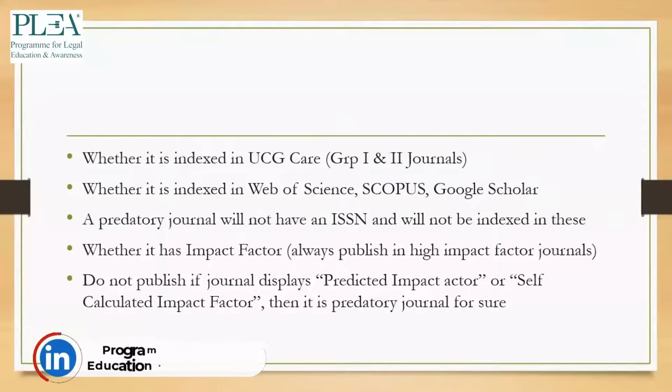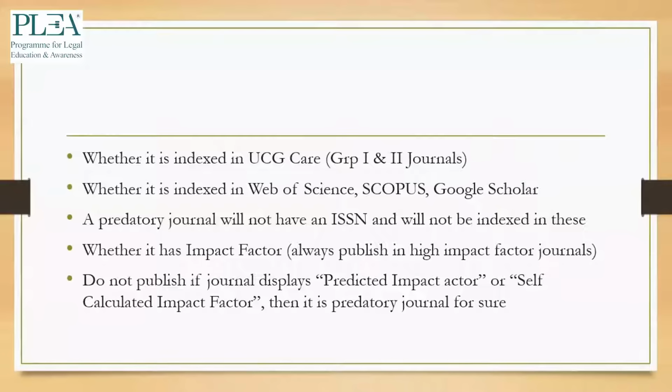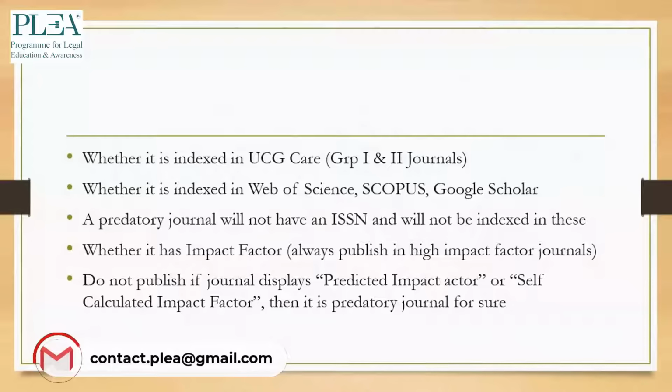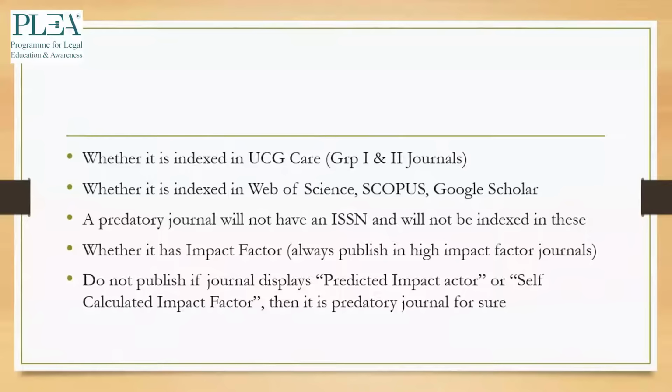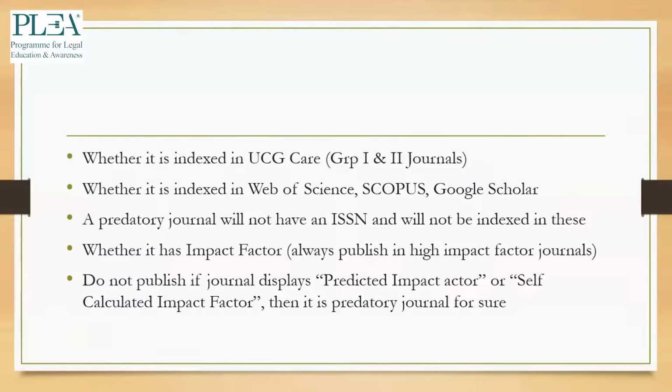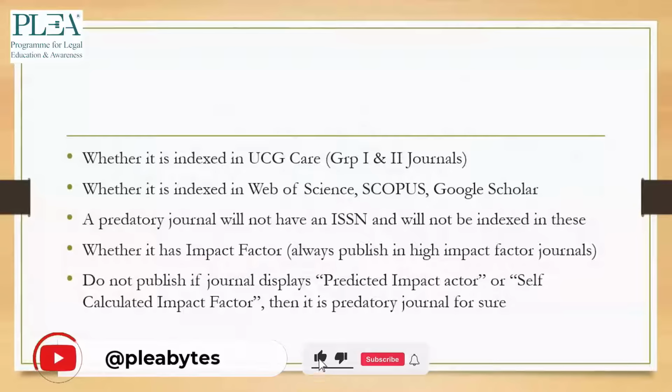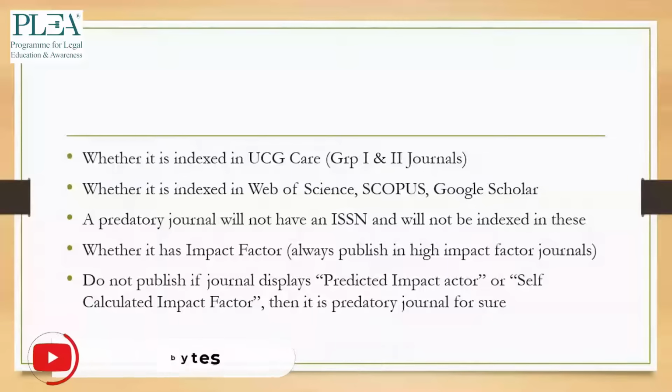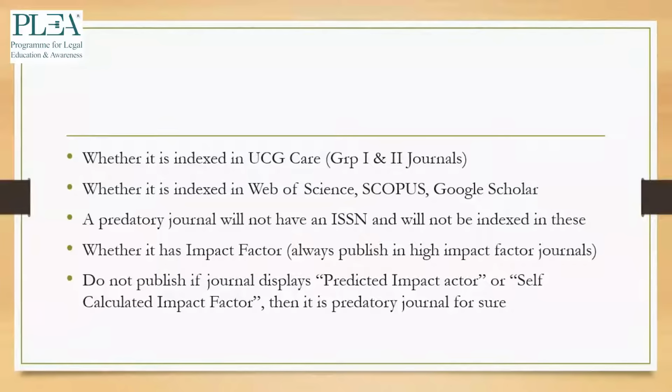Just to start with, a basic thing that you want to do: you want to get published as a law student or as an academician, as a junior advocate. You are working on some particular research area and you want to get published. Try to publish in Group 1 journals, which are domestic journals, Indian journals. So just go on the website UGC Care.